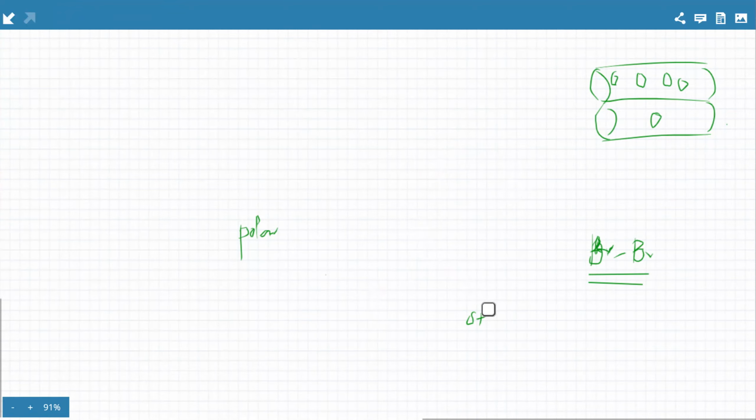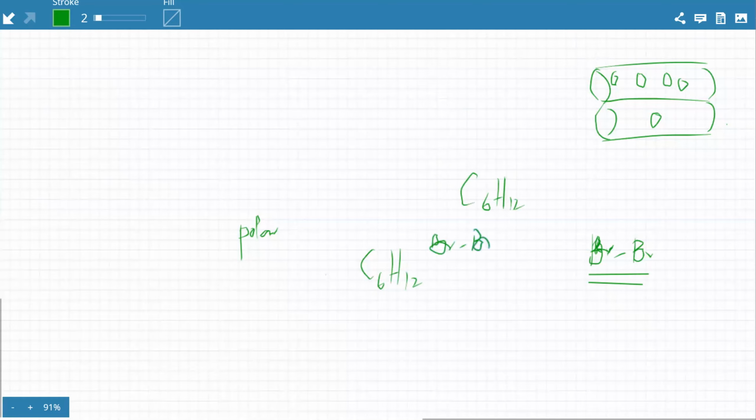So what if you have cyclohexane? Cyclohexane is nonpolar, C6H12. And let's say there's a bromine molecule right in the middle, which has mixed with them. Is there any reason why they should unmix? Are any two particles attracting each other very, very strongly? They all have van der Waals forces.